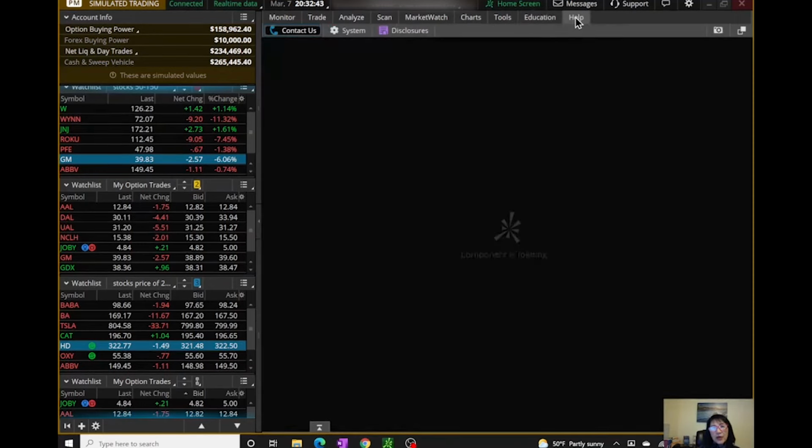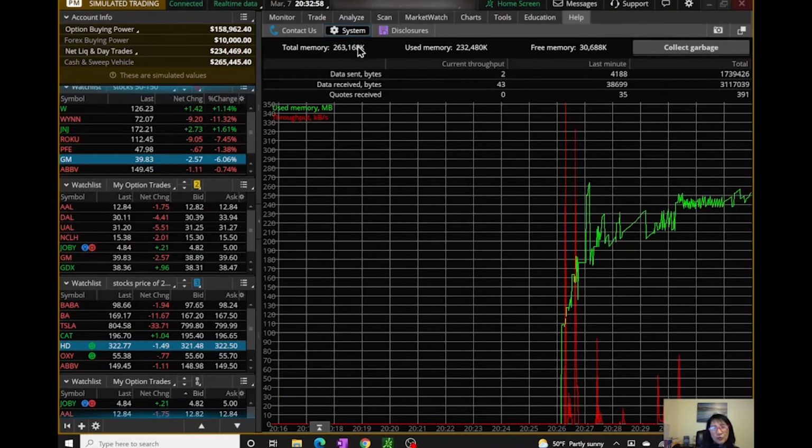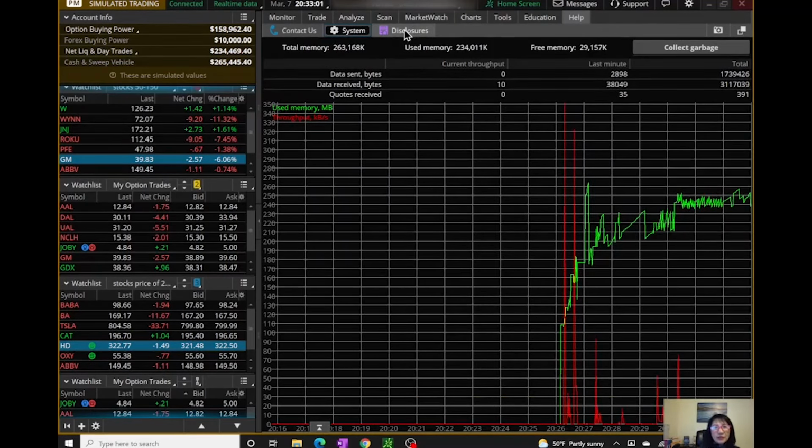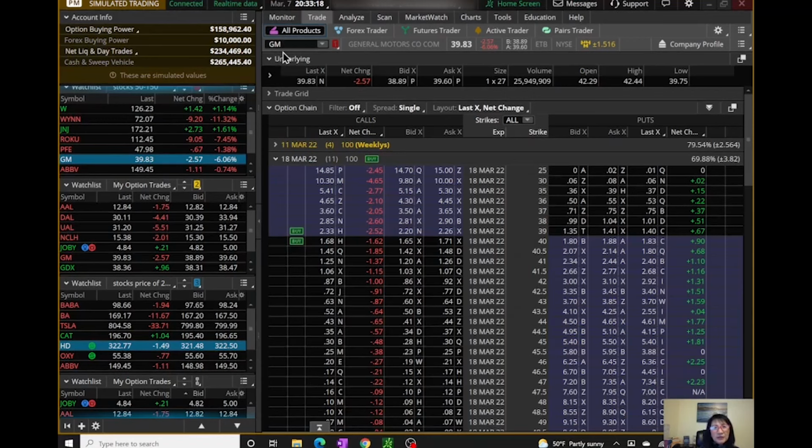Or you could go to Help. You could contact them directly. There's a toll-free number that you could contact. Okay, there's a call, or you could email them. And there's System, which I don't really use a whole lot. And there's Disclosures. It talks about the document disclosures related to third party, date published, and date accepted, all this. This is particularly for a company, the GM here.